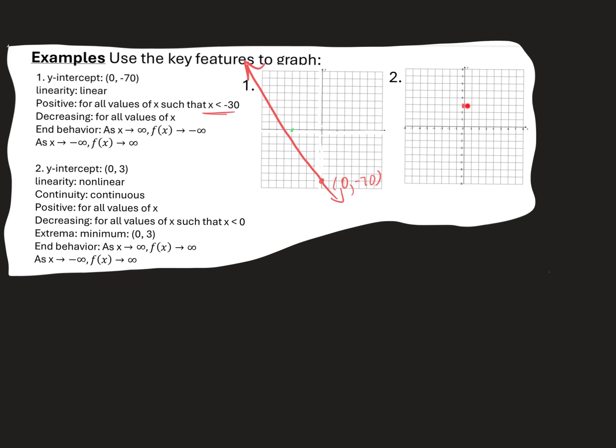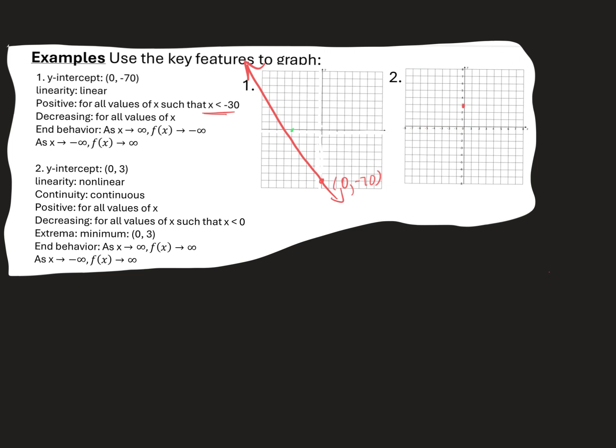It's decreasing where x is less than 0. From the left, it's coming down. And then the extreme minimum is (0, 3). So that's the lowest point of this graph, the extrema. It's a minimum value. And then the end behavior: as x approaches positive infinity, so does the y value. As x approaches negative infinity, so does the y value.